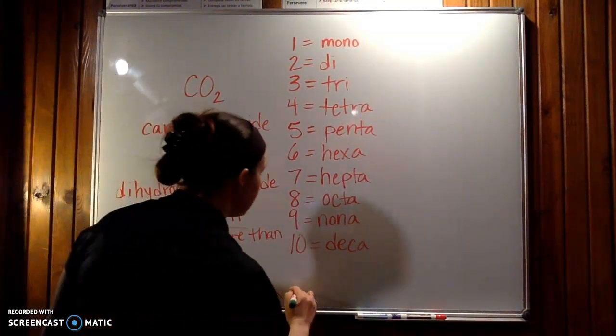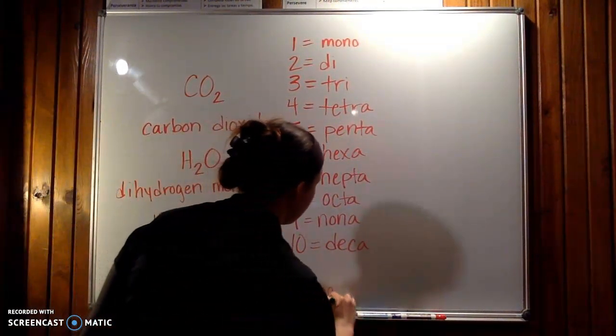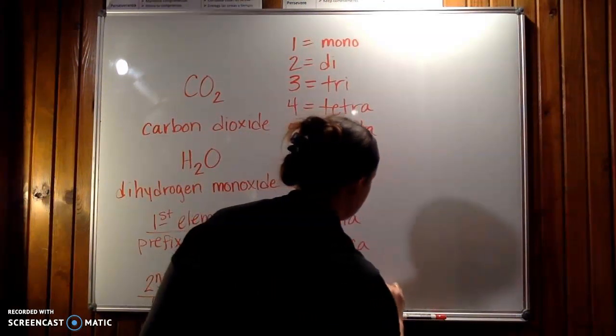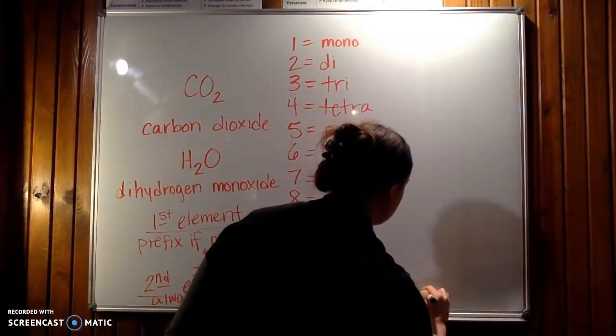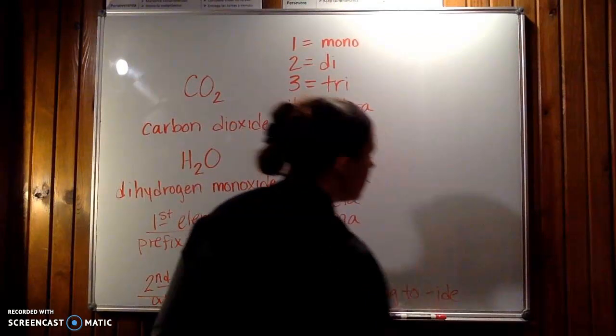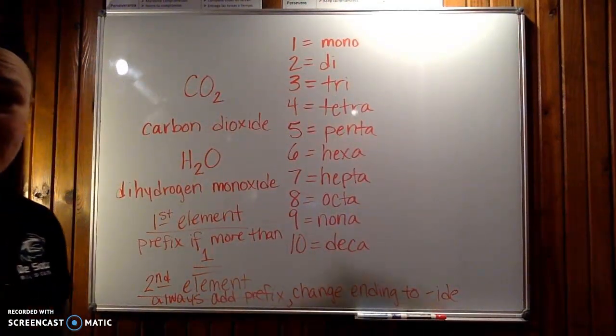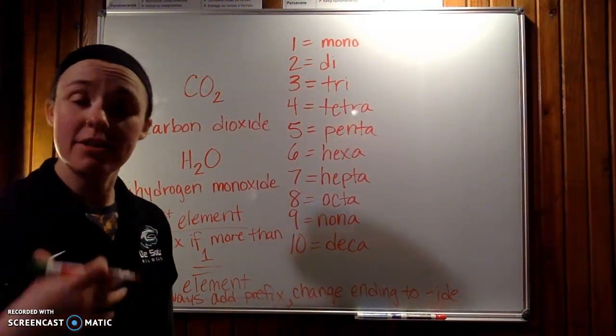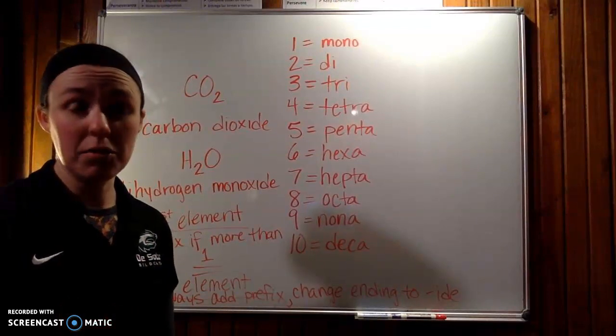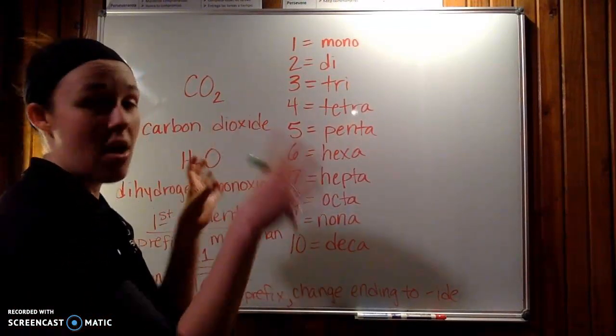And then the last thing is you change the ending to "ide." So no polyatomics here. Everything is going to end in IDE. These are binary covalent molecules, so only 2 elements on the non-metal side.